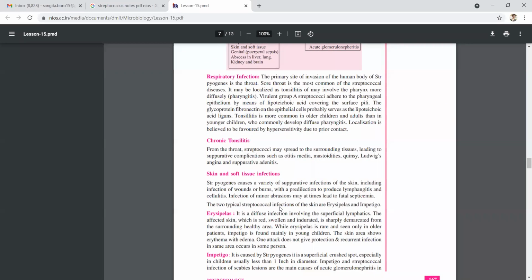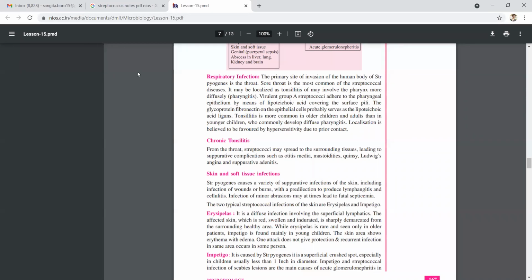Next is chronic tonsillitis. From the throat, the streptococcus will spread to the surrounding tissues, then it will lead to suppurative complications, which will cause otitis media. Then these are the other disease problems that will happen during chronic tonsillitis.